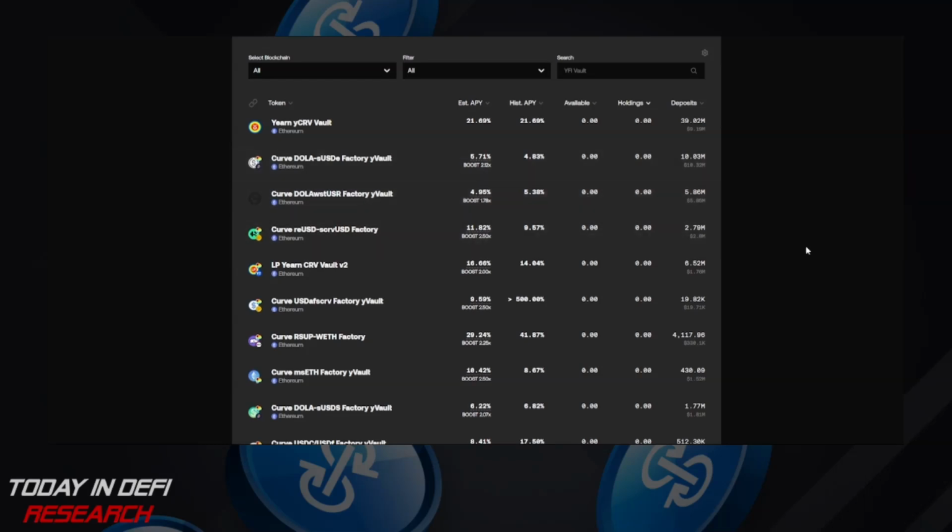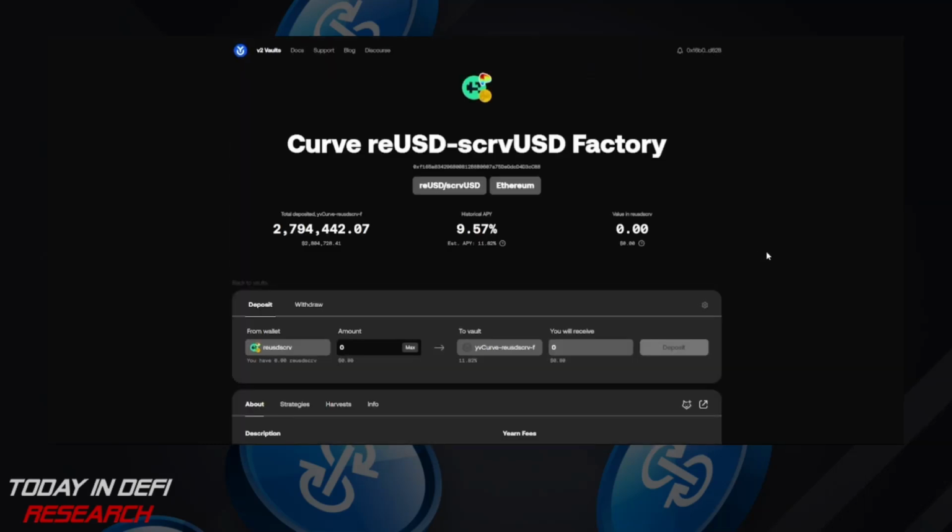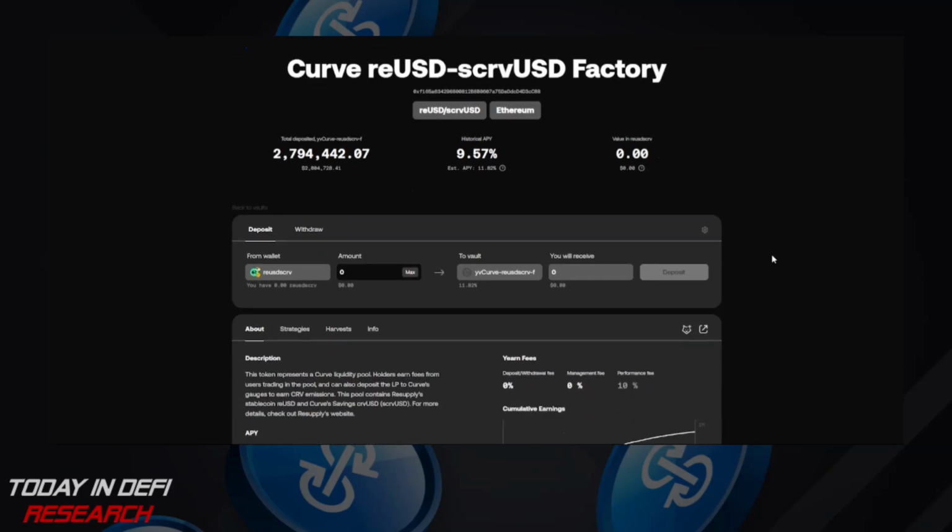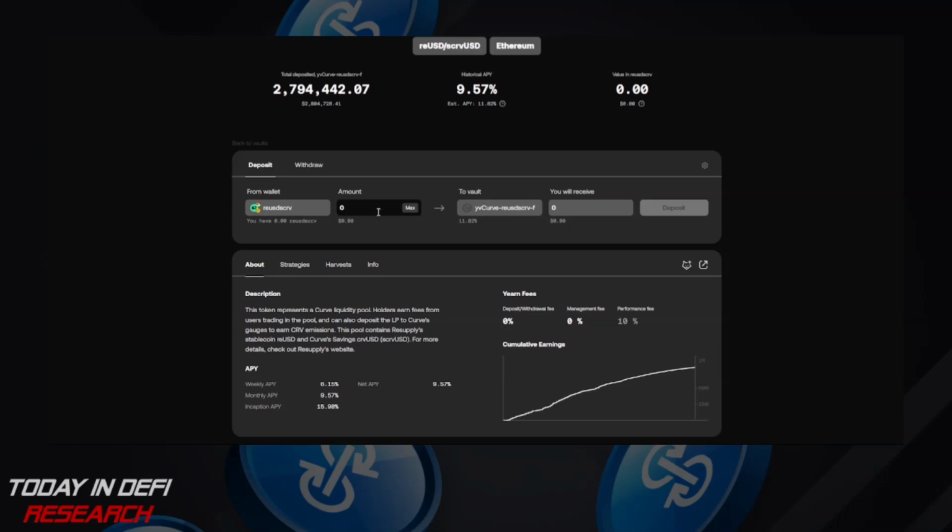So we're gonna take one vault and make an example for this. I'm gonna pick this vault here. It's the Resupply RUSD to Curve SCRVUSD factory, and what it basically does, simply said, is boosting your Curve LP positions so you can earn more yield.